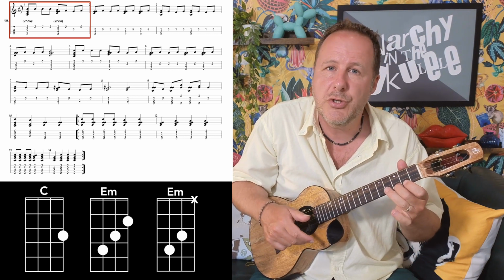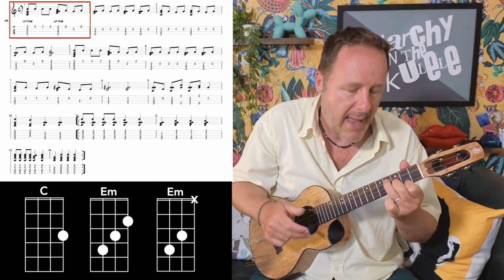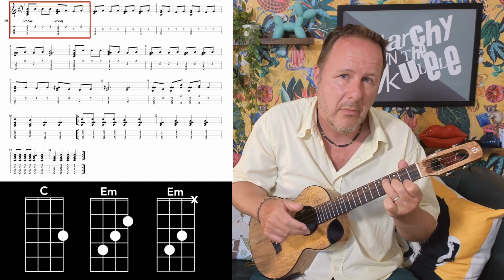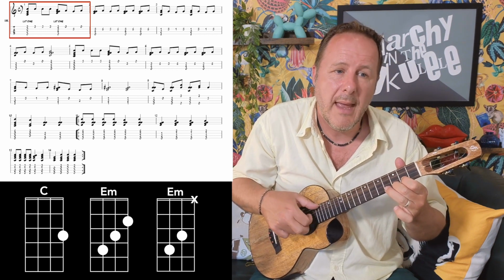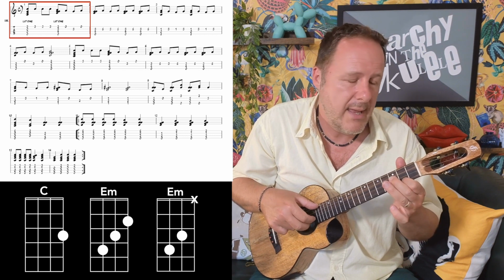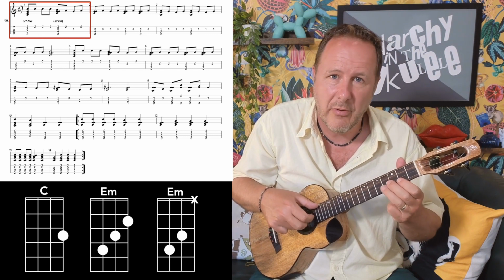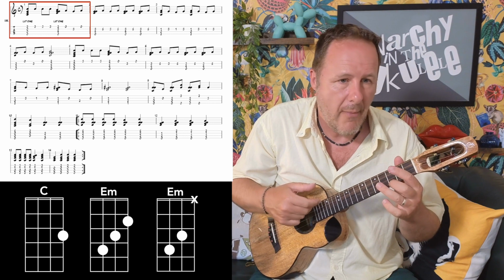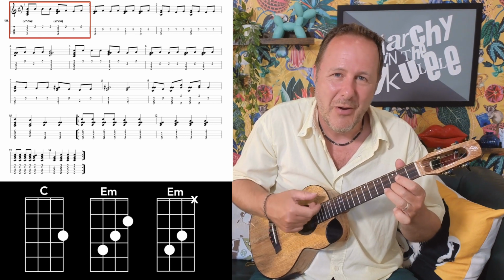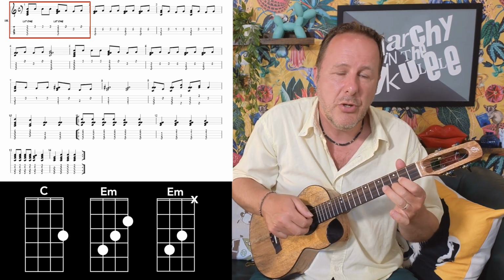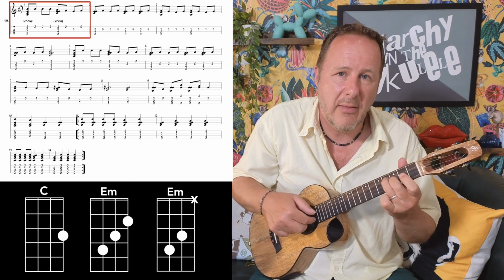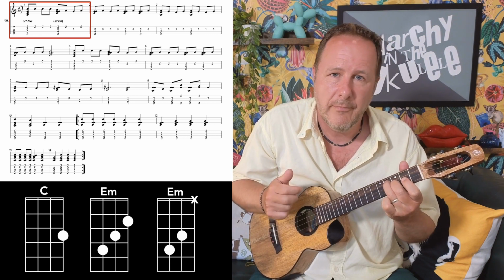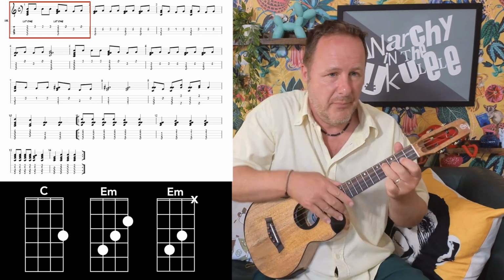1 and 2 and 3 and 4 and melody. 1 and 2 and 3 and 4 and. Let's put them together. This is when it starts to sound beautiful. 1 and 2 and 3 and 4 and. Okay, so that's your first bar covered.